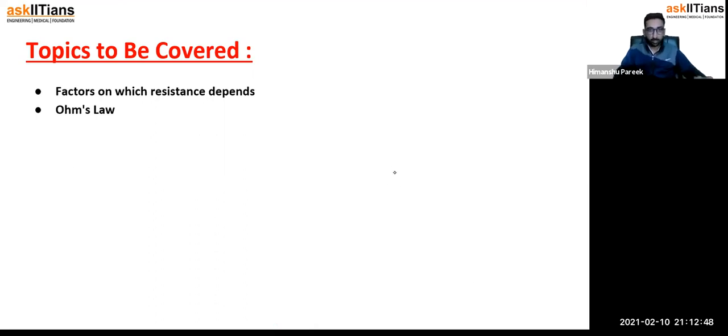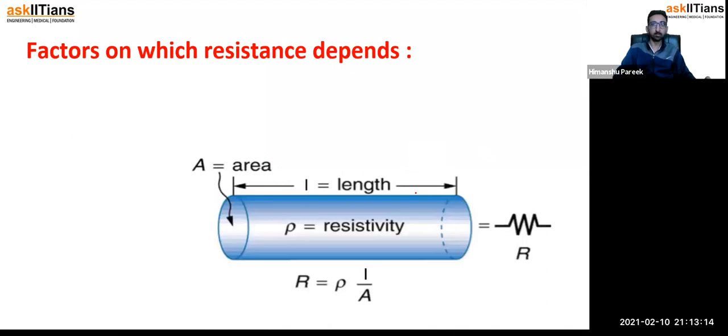Now, what are the factors on which the resistance of a material depends? And what is resistance even before that? That also we'll need to understand. Second would be Ohm's law. What is Ohm's law, what does it tell you, and how does it help you calculate the current and voltage in the circuit? We'll see everything one by one. I hope you are ready now. All right, let us begin with the first topic, the factors on which resistance depends.